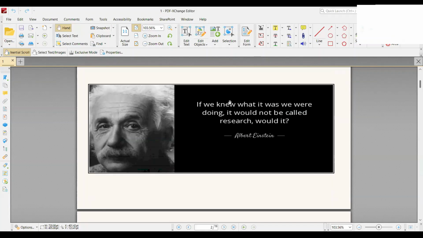We stand back and reflect upon what we are actually doing in our scholarly work. Albert Einstein's famous quote comes to my mind. If we knew what it was we were doing, it would not be called research, would it? Albert Einstein.